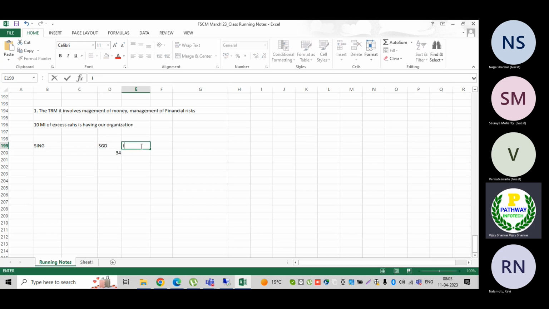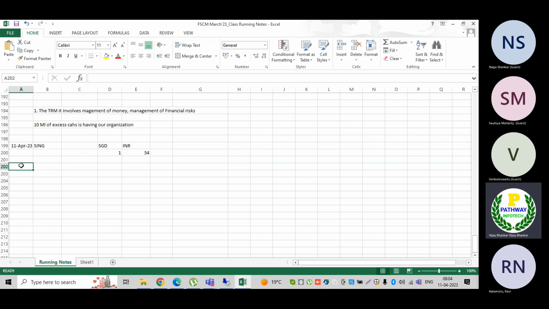Okay, one Singapore dollar is equal to 54 rupees. This is the cost, this is the rate. Today, 11th April 2023, if I borrow money from the bank, this is the exchange rate I need to bear. In case, to establish my business, it takes one year.